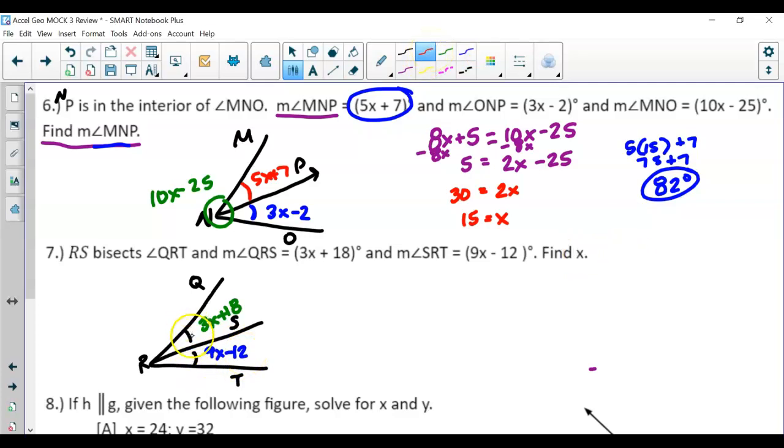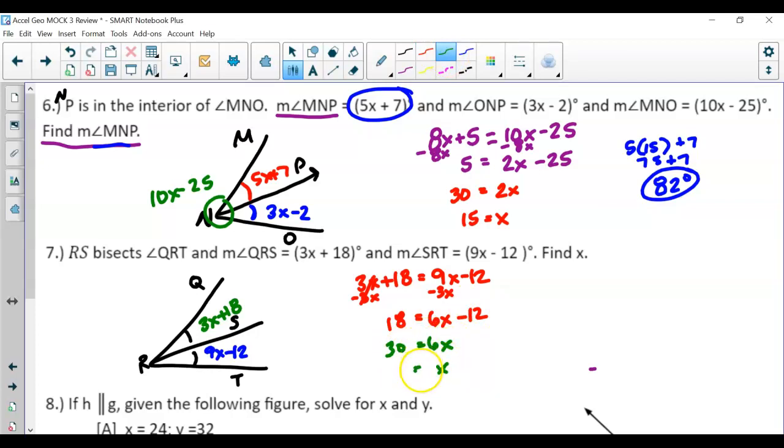Well, because this is an angle bisector, are they equal to each other? Yes. So 3x plus 18 is equal to 9x minus 12. Now we go through and solve for x, right? So just like before, we need to gather our variables, and 18 is now equal to 6x minus 12. Now you're just solving a two-step, adding the 12, 30 is now equal to 6x, and x is equal to 5. And we're done because we're just solving for x.